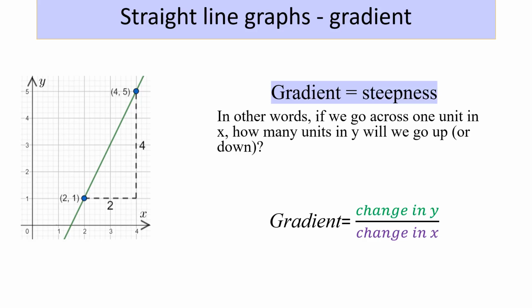In this video, we're going to look at the gradient of a straight line graph and how to work out the gradient when we have the graph of a straight line. First of all, we need to understand that the gradient describes the steepness of the line. When you find the gradient, you want to work out how many units you go up or down for every unit you go across.